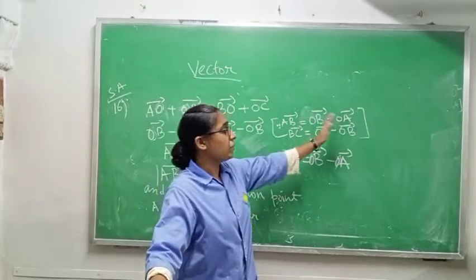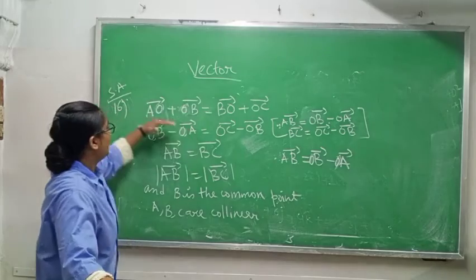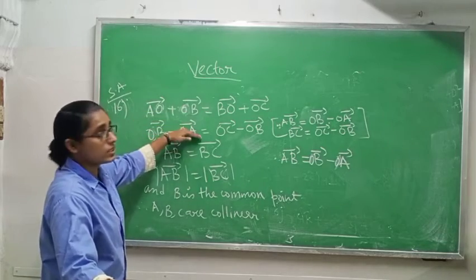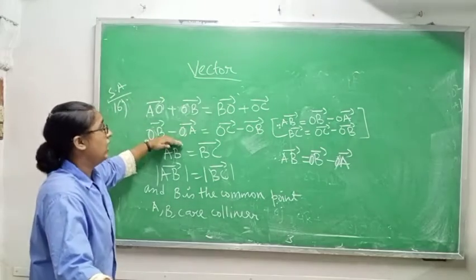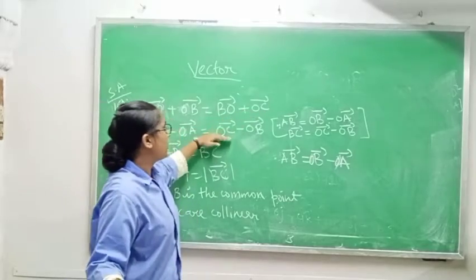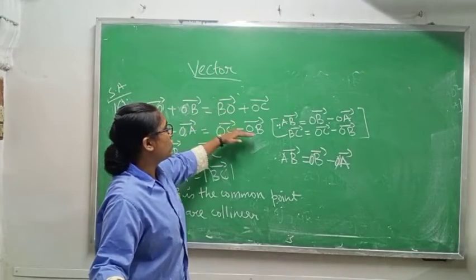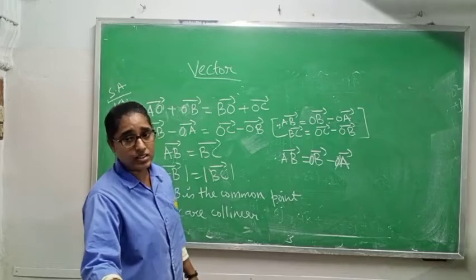Okay, before B and before A, but here we have AO. So I am changing their places, that is why I am giving a minus sign. Again I am writing OC vector. Here it is BO, I am changing their places and writing a minus sign.